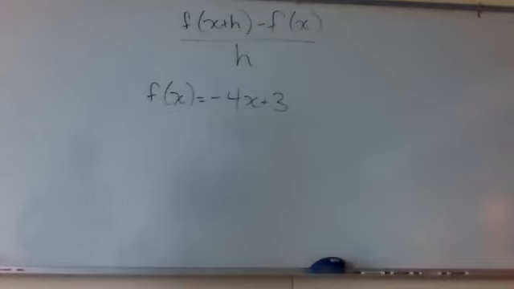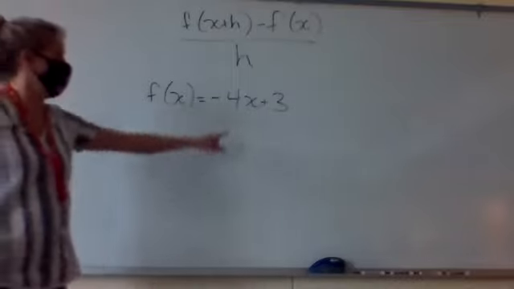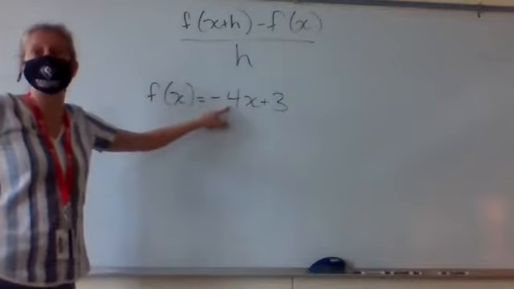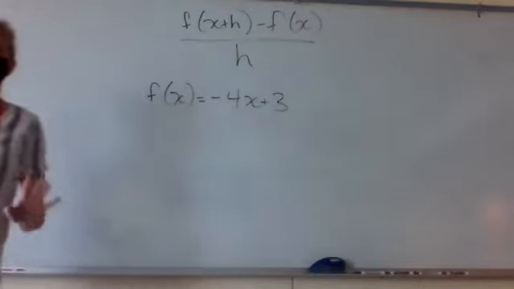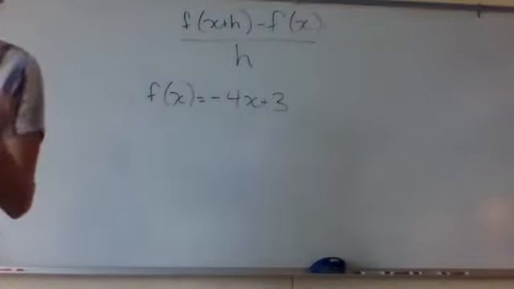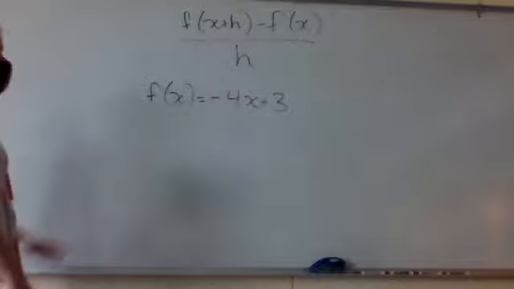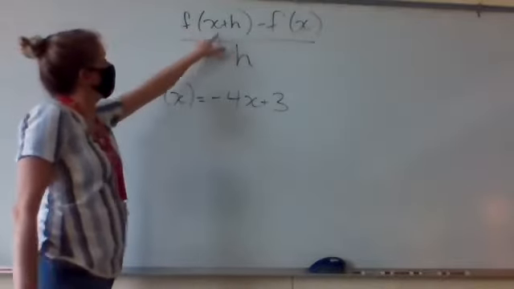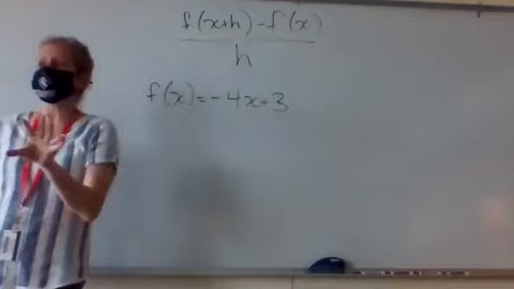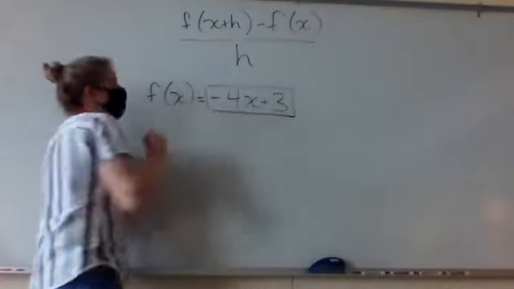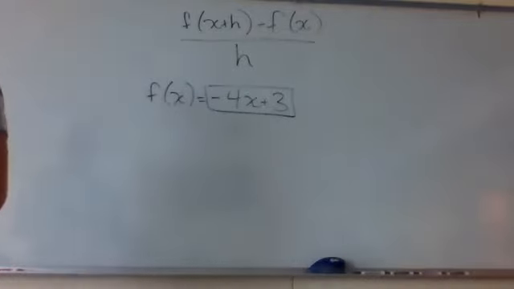Now remember a little clue that I told you, if your x isn't squared or cubed or anything fancy, the answer is going to end up being this number hooked onto it. So my answer is going to end up being -4. But let's take the steps to get there just to get some practice for number 25. So the first thing you need is f of x plus h. That simply means to rewrite this, and anywhere you see an x, replace it with x plus h.